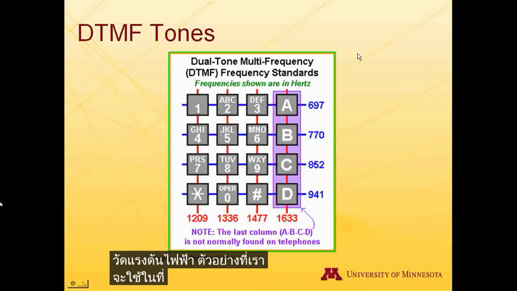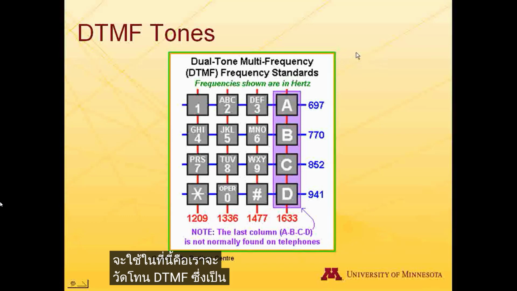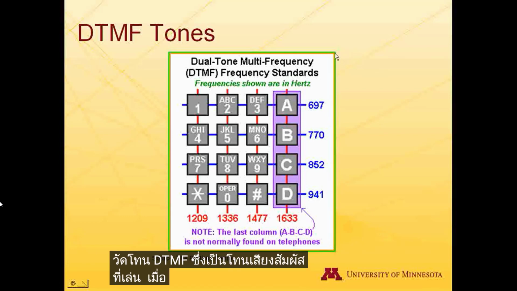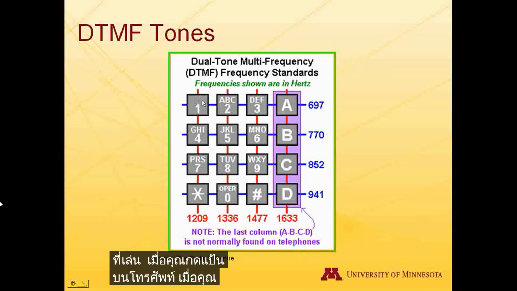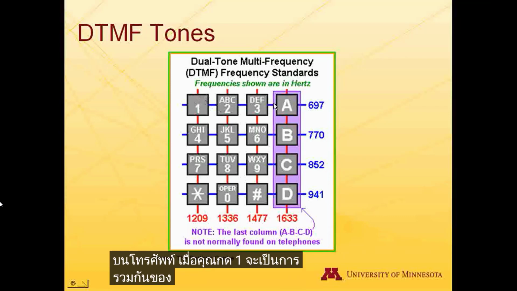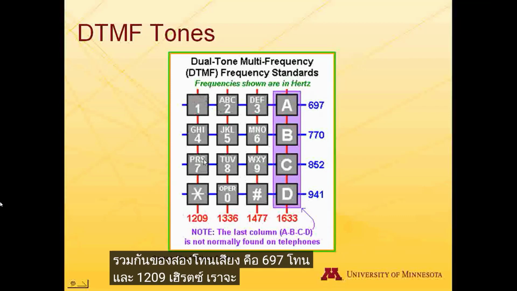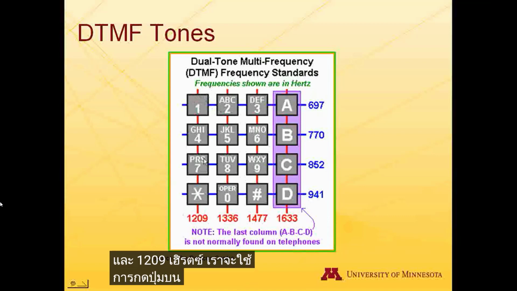The example we're going to use here is we're going to measure DTMF tones, which are touch tones that are played when you push a keypad on a telephone. When you push a 1, it's a combination of two tones, a 697 hertz tone and a 1209 hertz tone. We're going to use the keypad button press of 1 for this example.